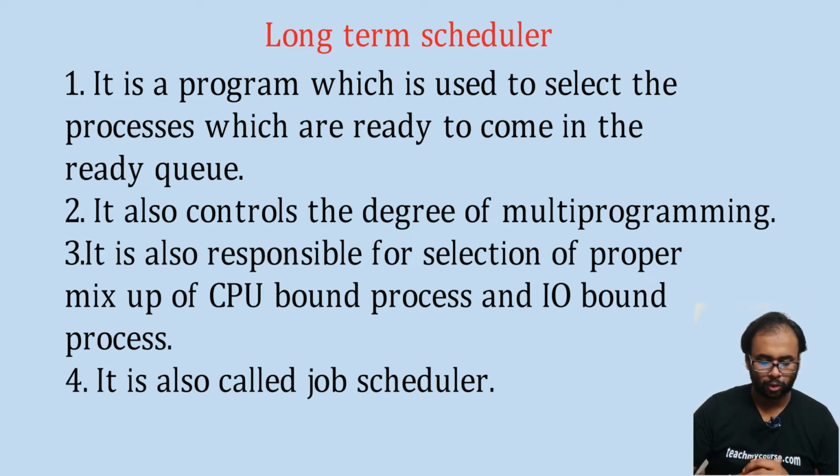It is also responsible for selecting a proper mix of CPU bound processes and input output bound processes. There should not be too many CPU bound processes, otherwise they would consume the entire resources. Also, there should not be many input output bound processes, because they would just unnecessarily keep on interrupting. So there should be a proper mix of CPU bound and input output bound processes, and that is done by the long-term scheduler. It is also called the job scheduler because it selects the jobs from the job pool.